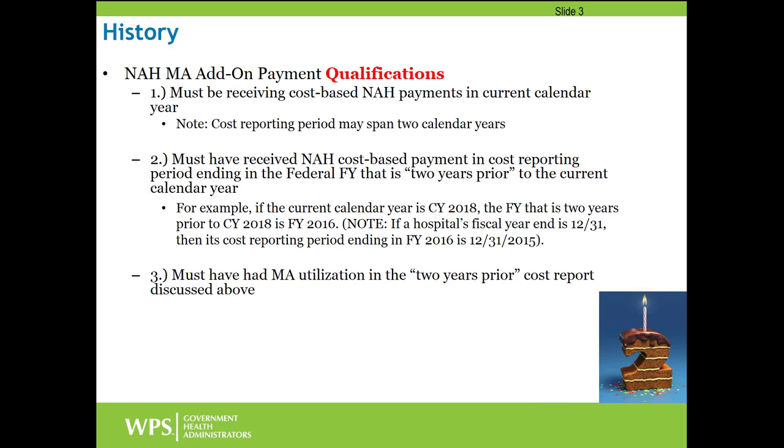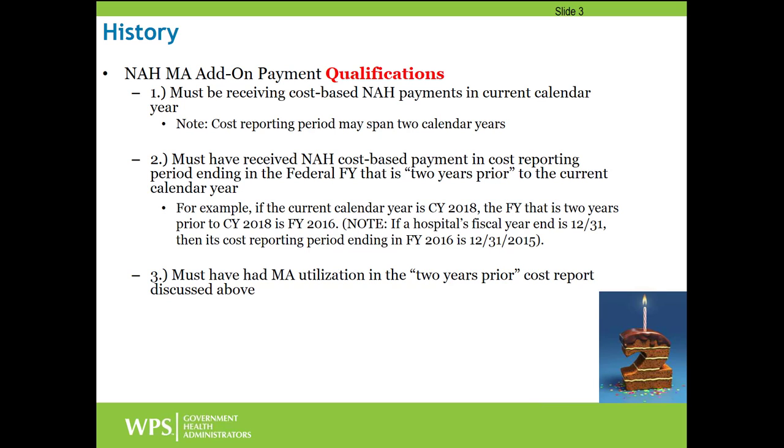And the reason it had to have Medicare Advantage utilization is that this whole payment is based on Medicare Advantage. It's an add-on for Medicare Advantage. So regardless of what cost-based payments you have received, if you don't also have Medicare Advantage, then you're not going to be receiving a payment.